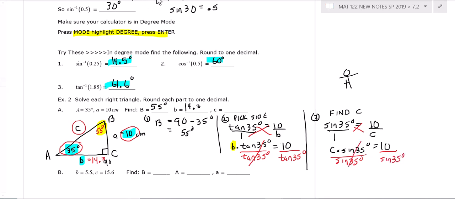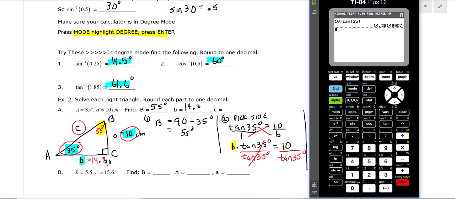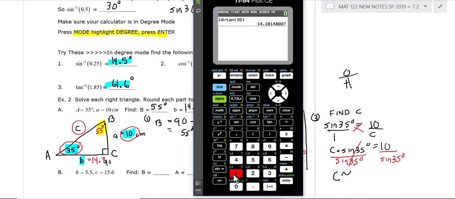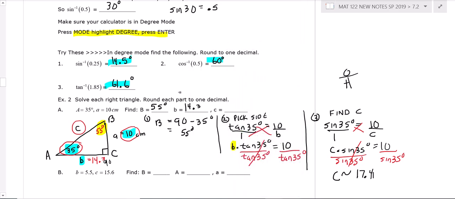That'll cancel out. And then you want to go to your calculator and then probably just round that off to 1 decimal. So I'm going to take 10 divided by sine of 35, and that'll give me the answer to what C is, rounded off to 1 decimal, so that looks like 17.4 is what that side is. So again, you're forming trig ratios to work this out. What I'm going to do is just pencil that in as 17.4. Okay, so that's how you would do that problem.